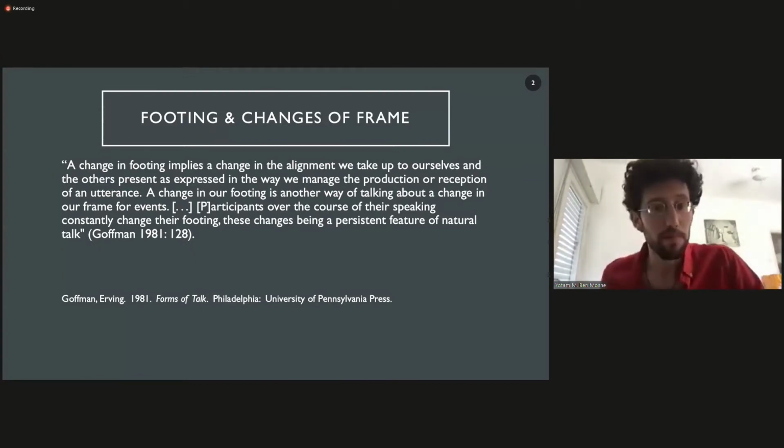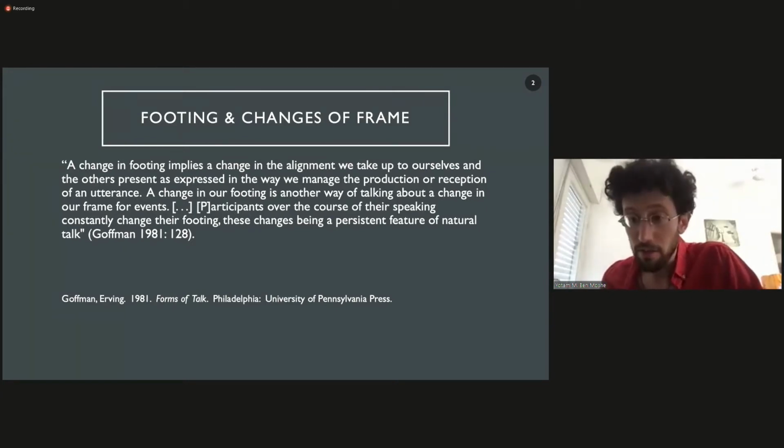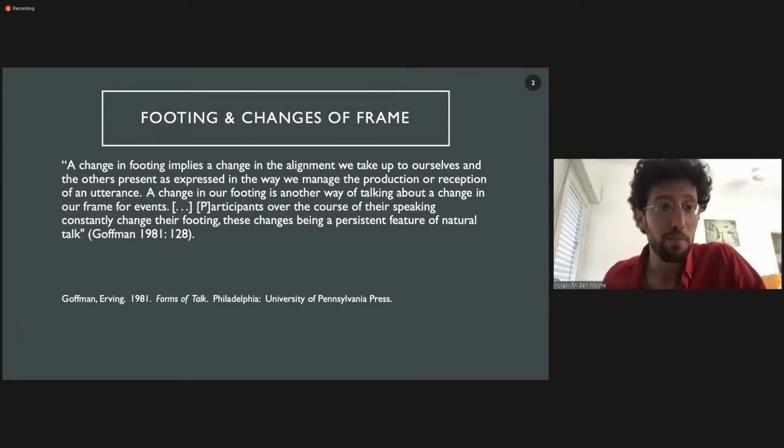So, languaging or using language involves continually signaling the frame through which our utterance is intended. In his study of footing, Goffman writes, "A change of footing implies a change in the alignment we take up to ourselves and the others present, as expressed in the way we manage the production or reception of an utterance. A change in our footing is another way of talking about a change in our frame for events. Participants, over the course of their speaking, constantly change their footing, these changes being a persistent feature of natural talk."